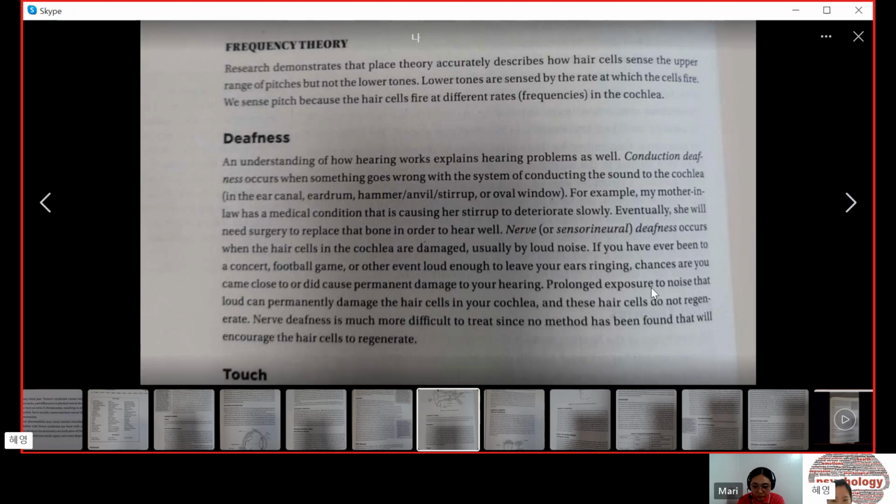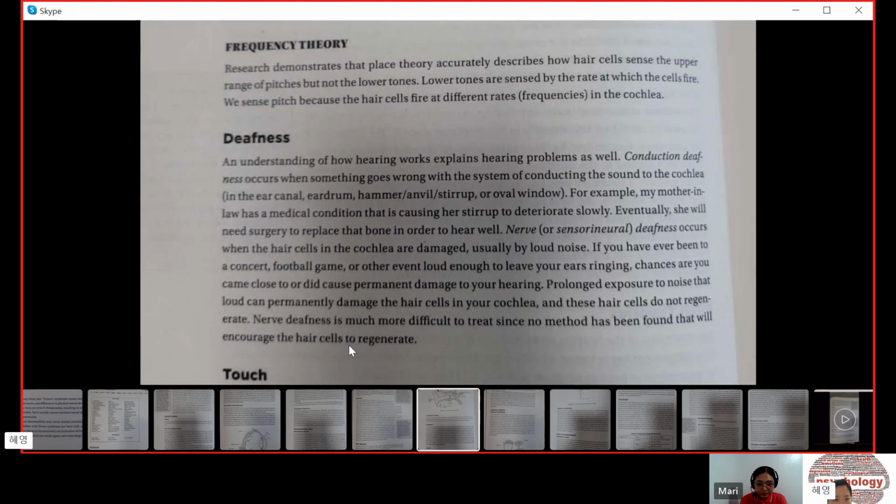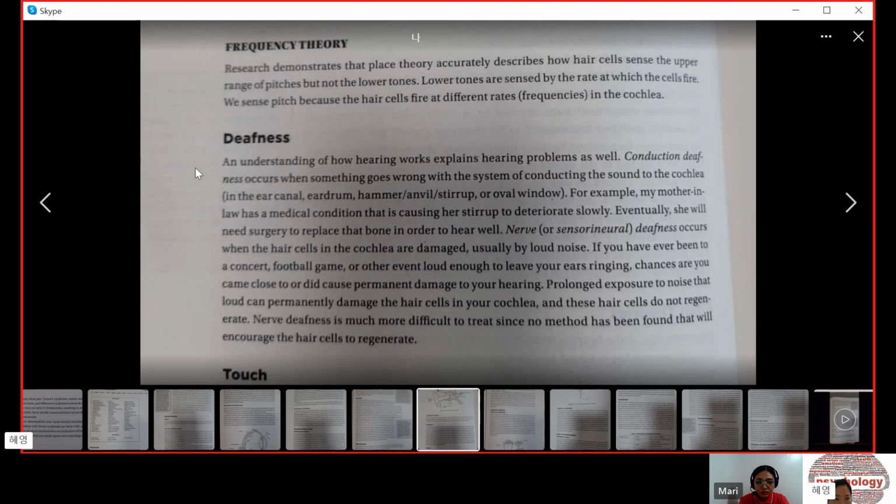Prolonged exposure to noise that loud can permanently damage the hair cells in your cochlea, and these hair cells do not regenerate. So nerve deafness is much more difficult to treat since no method has been found that will encourage the hair cells to regenerate. So this is the explanation of deafness.